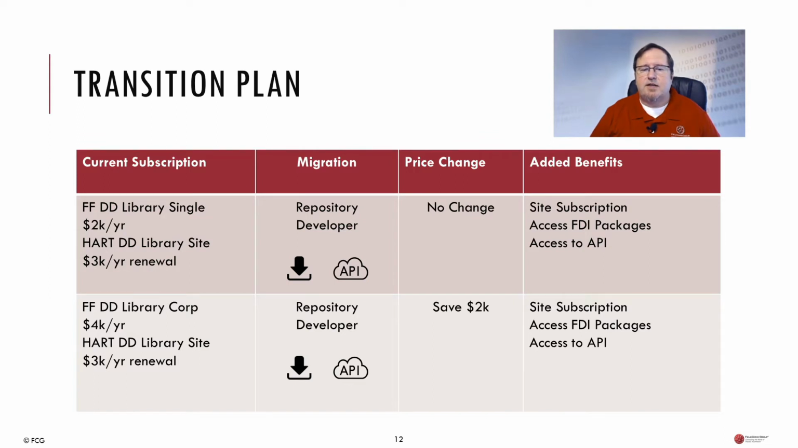And for those customers that subscribe to the corporate level for the Foundation Fieldbus library along with the HART library, again, you'll migrate over to the developer option at $5,000, saving you $2,000. These are all set to transition at your next renewal. If you would like to transition earlier, you can contact FieldComm Group at support.fieldcommgroup.org, and we can work through the details on applying credits or whatnot, depending on your situation, to transition you into the new program.